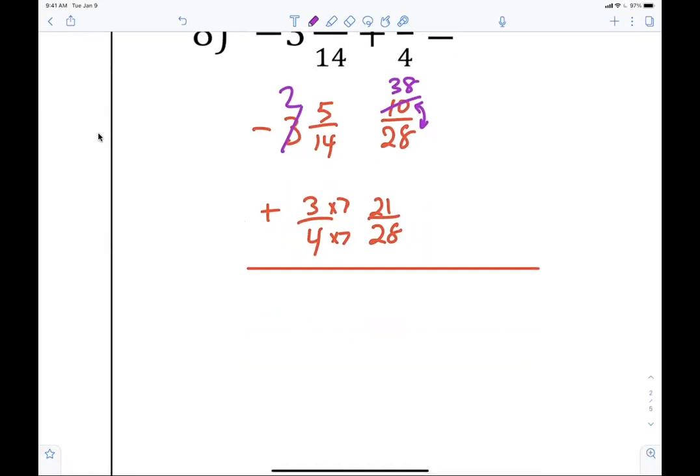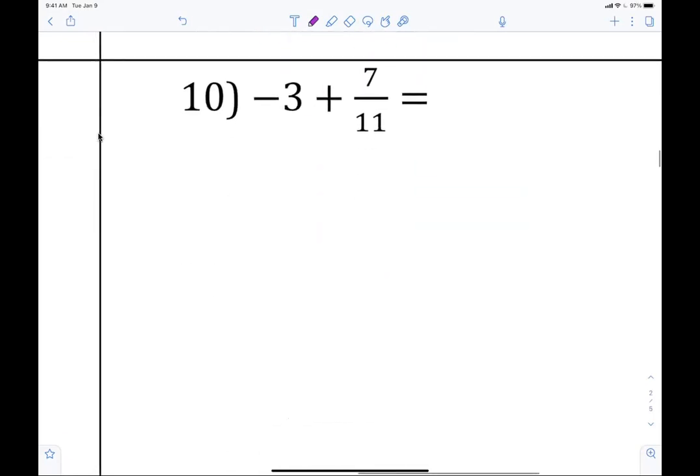What do I get? 17 over 28, and then -2. Yes, sir, -2. A lot of people forget the negative. Please do not forget the negative. Anybody have any questions? All right, here we go with number 10.